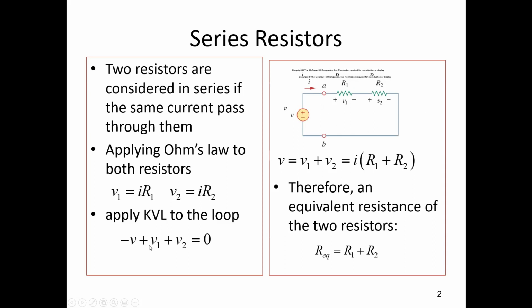So we obtain negative V plus V1 plus V2 is equal to 0, and then we rewrite the equation. So V is equal to the total of the voltage drop, where the total of the voltage drop is actually I multiplied with the summation of all resistors. Therefore, what we can conclude here is that resistors connected in series can be equivalent to a single resistor, where the value of R equivalent is the summation of the resistors.